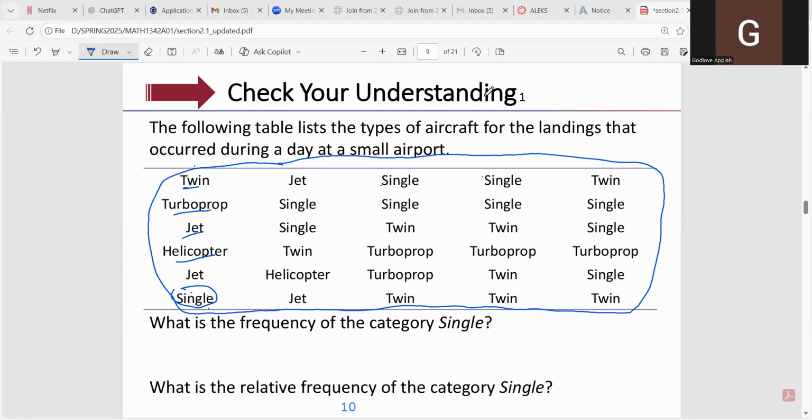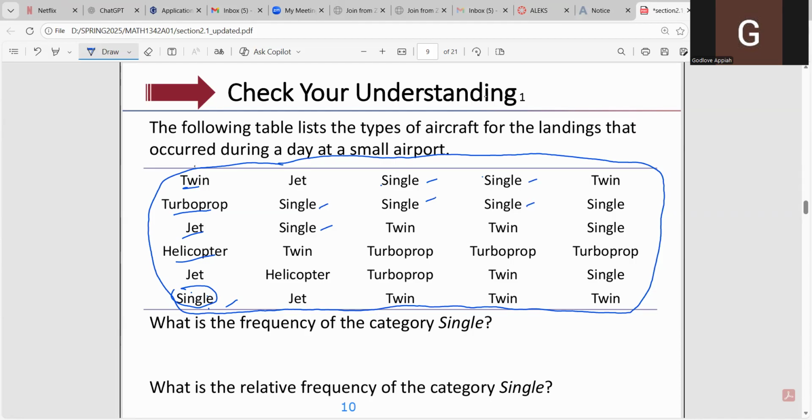So what we have to do is to go to the data set and simply count the number of times the category single occurs in this data. So let's go ahead and start the counting. I'm going to have 1 right here. I'm going to have 2, 3, 4, 5, 6, 7, 8, 9, and 10. So that means the frequency for this category is going to be 10 because it occurs 10 times in the data.